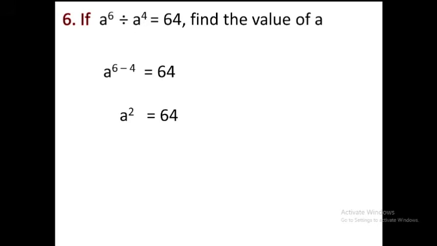Now the 64, we can just find two same numbers because of a square. We can find two same numbers which when multiplied will give us 64. What would that be? 8 and 8. So 8, 8, 64. So we have a squared equals 8 times 8, and 8 times 8 means 8 squared, and so a squared equals 8 squared.